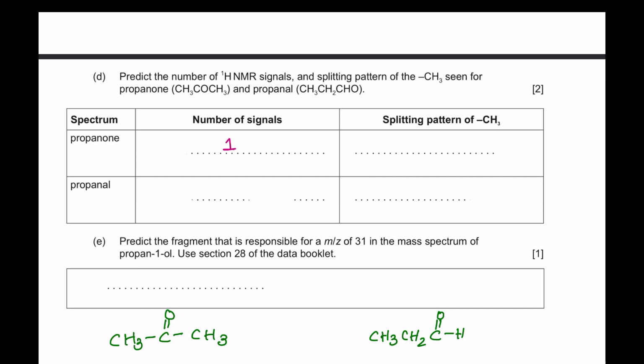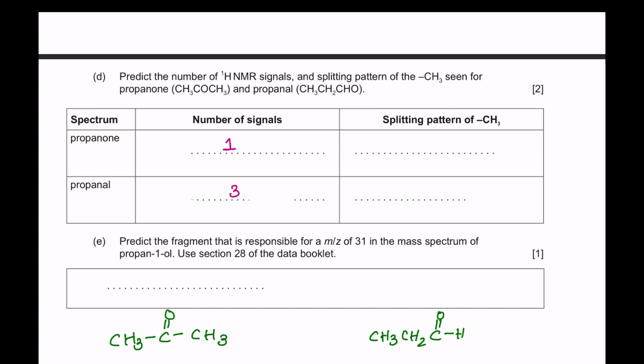And for propanol, you see there is no plane of symmetry. There is no symmetry technically in this compound. So this hydrogen, this hydrogen, and this hydrogen are completely different from one another, so they will generate different signals. So I can say 3 different signals will be generated: one for this hydrogen, one for this hydrogen, and one for this hydrogen. So in propanol, we will have a total of 3 signals.